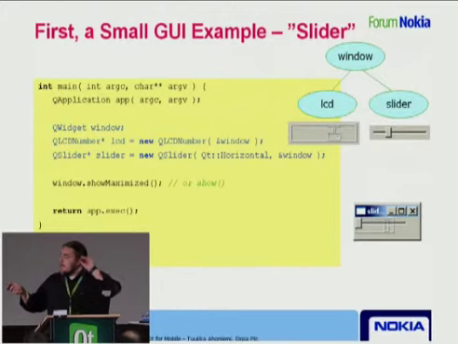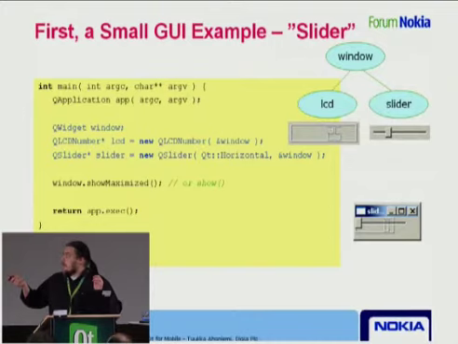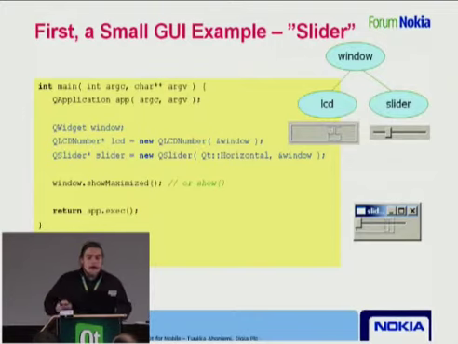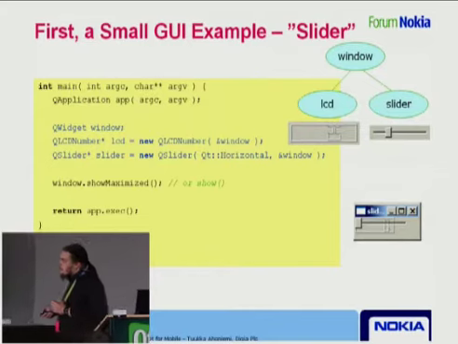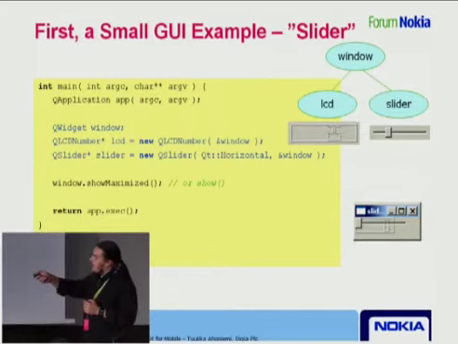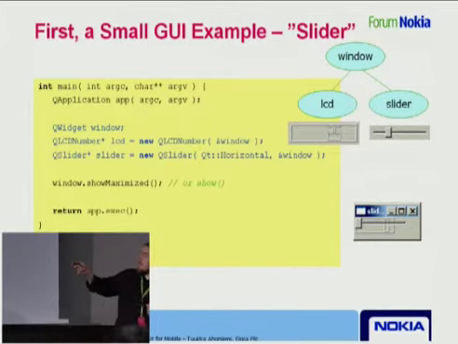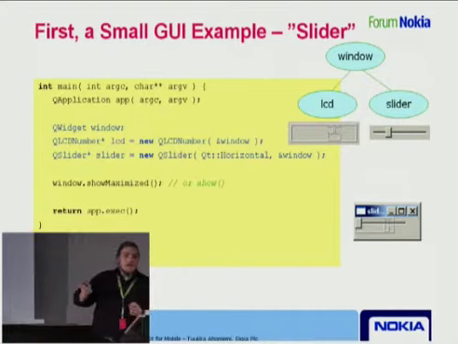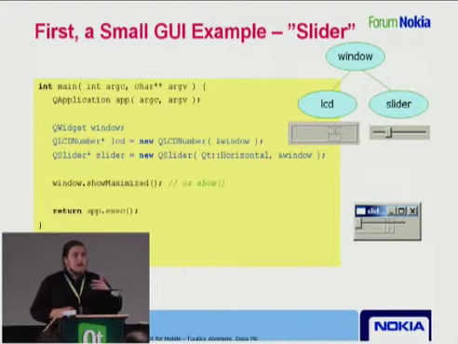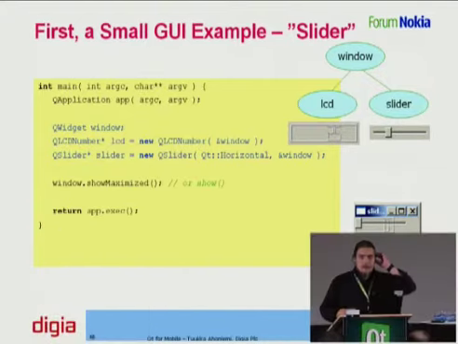And then I have these two here. One LCD number, this element here, and then a horizontal slider, this one here. And for both of these, I have actually given this widget to be their parent. So now I would have a tree-like structure like here, and the window is going to delete those two children of it.